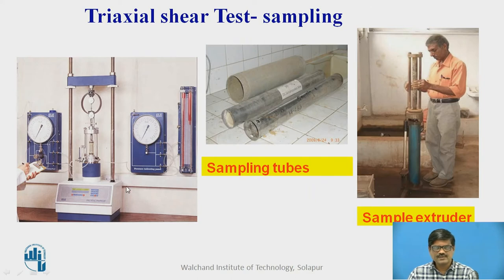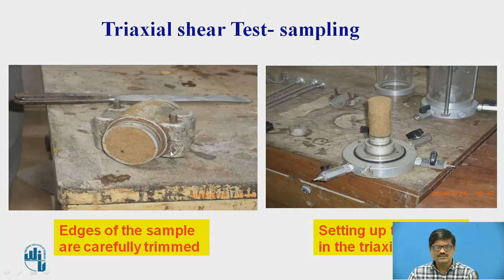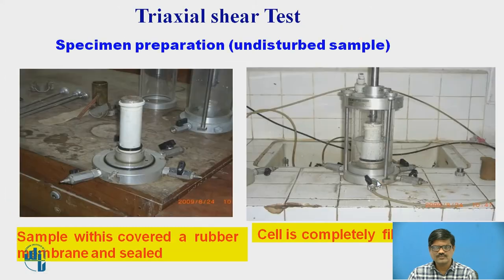Now for the soil sample preparation, this is a typical setup of the triaxial test. This is a loading frame, and at the center you can see the triaxial mold. Such sampling tubes, which are brought from the field, are used, and from the sampling tubes the samples are extracted using the extruder. Then it is placed in this mold. Because we need a cylindrical specimen, trimming is done, and the sample is placed in the mold. A rubber membrane is used, just to avoid the reaction of water with the soil. And then this assembly is prepared.